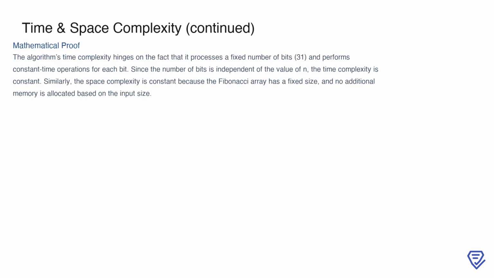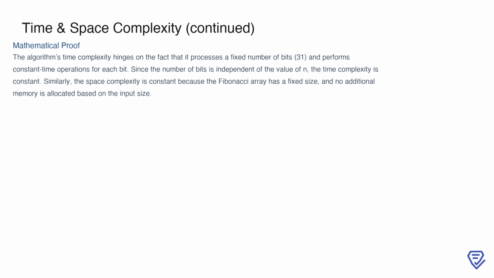Finally, let's solidify the understanding of these complexities with a mathematical proof. The algorithm's time complexity remains constant because it processes exactly 31 bits, performing a fixed number of operations for each bit. This means the time required doesn't change regardless of the value of n, making it O(1). Similarly, the space complexity is constant because the Fibonacci array has a fixed size of 31 elements, and no additional memory is allocated based on the input size.